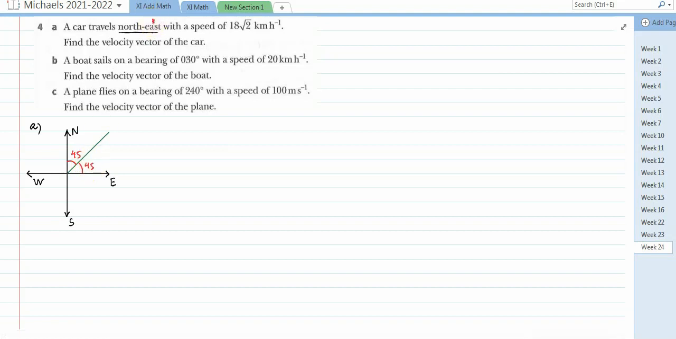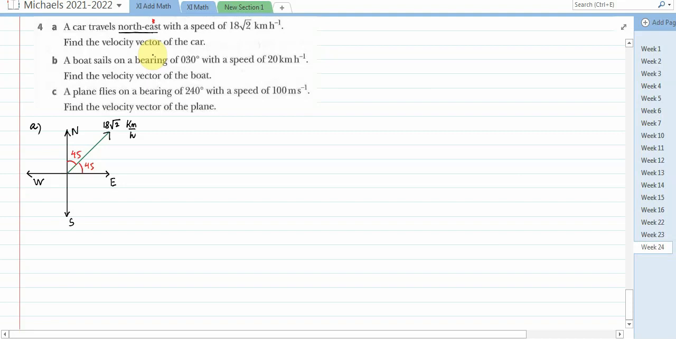Alright, a car travels northeast with a speed of 18 root 2. So we have the value, it's 18 times root 2 kilometers per hour. Find the velocity vector of the car. So you need to find out the velocity vector, and it means that you need to express your velocity in terms of i and j. That is meant by velocity vector.